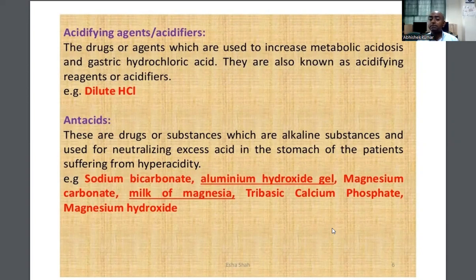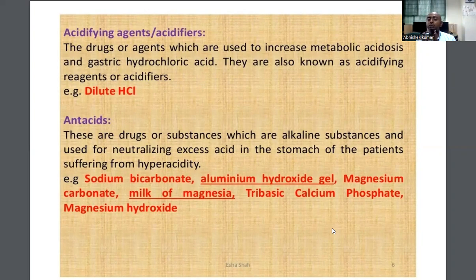Antacids. What are antacids? An antacid is a drug or alkaline substance used to neutralize the excess acid in the stomach. We already know that antacids are taken when our body suffers from hyperacidity, meaning the concentration of acid is increased in our GIT. When the concentration increases, we need some compound which neutralizes that acid or dilutes that acid concentration so that our body gets comfort.